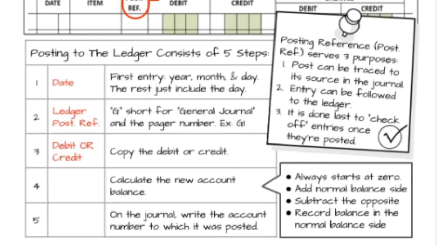Third step is to copy the debit or credit. It's literally just copying it from the journal. So far we're just copying date, page number, debit or credit. Those are all taken exactly as they are from the general journal.